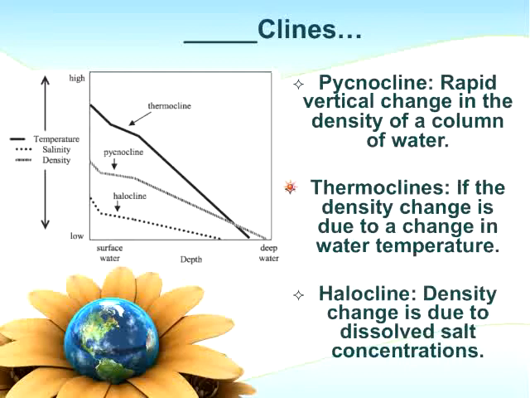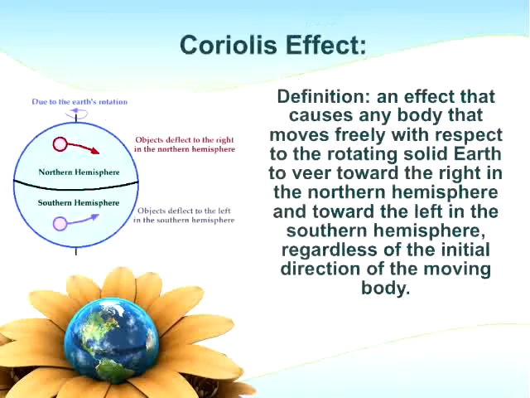The warm water begins to dominate the cold water. In the thermocline, as you can see, as temperature increases, that's what causes a thermocline. You can see the thermocline here, and this is the pycnocline. And then the last one is the halocline, and this is a density change due to dissolved salt concentration. So when salinity decreases, you have a halocline.